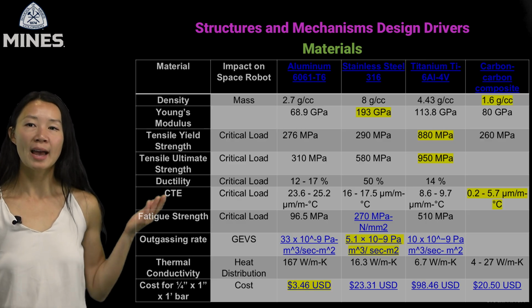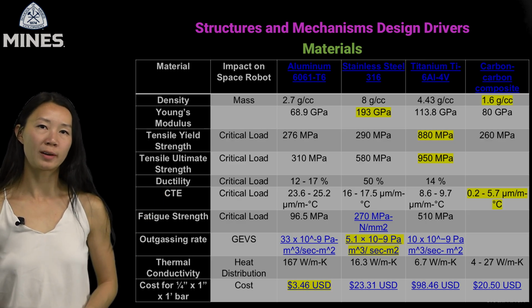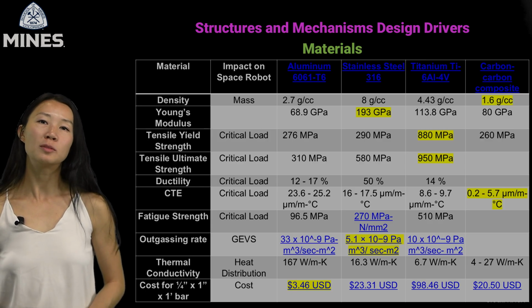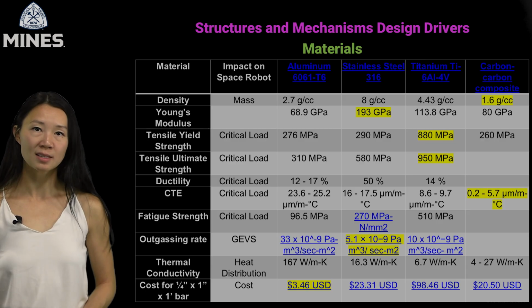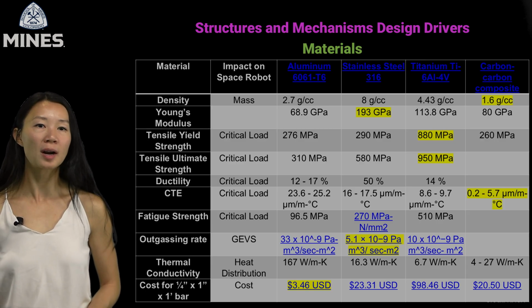Ductility describes how much a material can stretch before breaking. This is important for absorbing energy without fracturing. Stainless steel is extremely ductile at 50% strain, while carbon composites are the most brittle, just a few percent strain at failure.